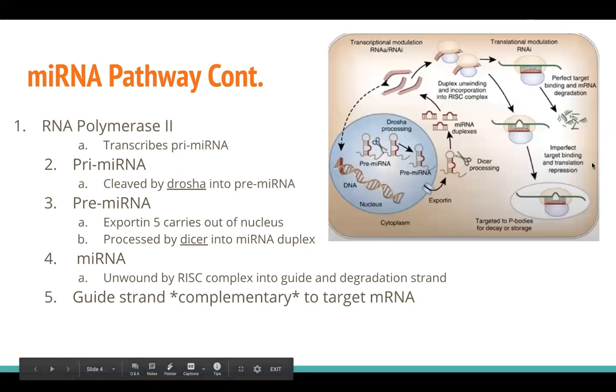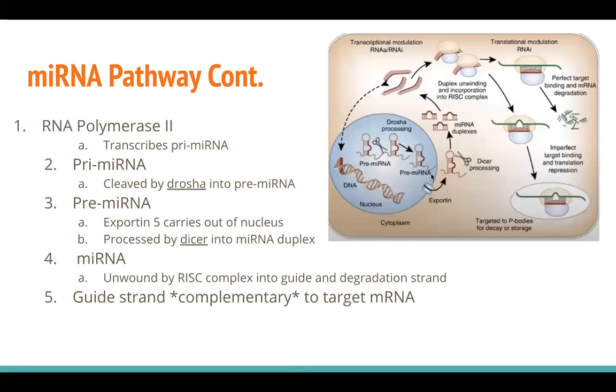Oh, and something worth pointing out. Once RISC is just the complex of Argonaut with the target miRNA, that's all that RISC is. It's just a complex. That target mRNA that the RISC is holding onto doesn't have exact similarity to the mRNA that it's trying to get rid of. It has a pretty good amount of similarity, but not 100% similarity. And that's actually intentional, which I'll talk about later.